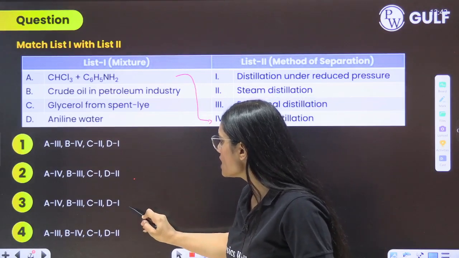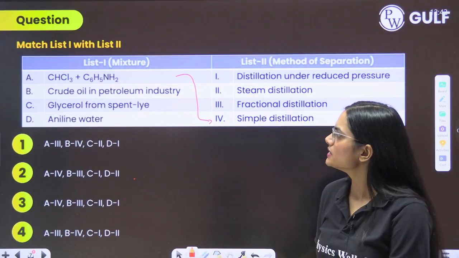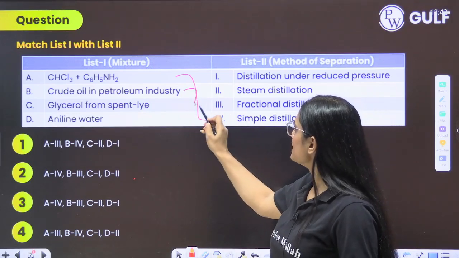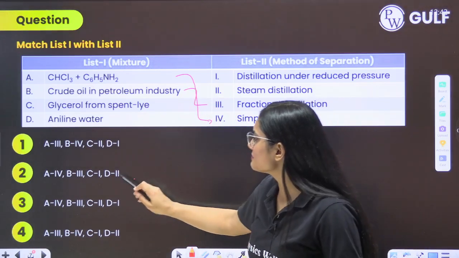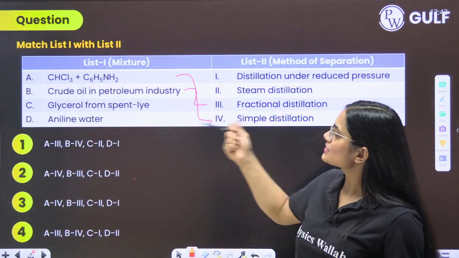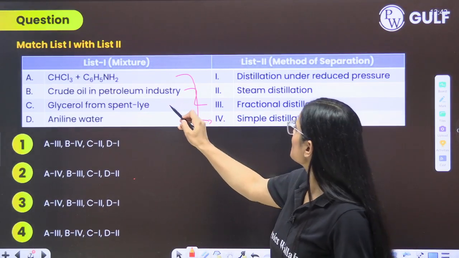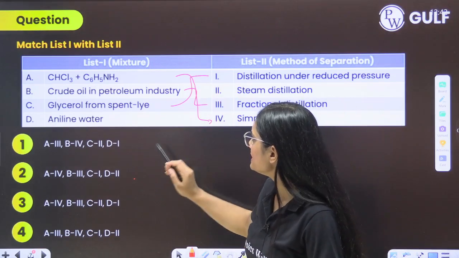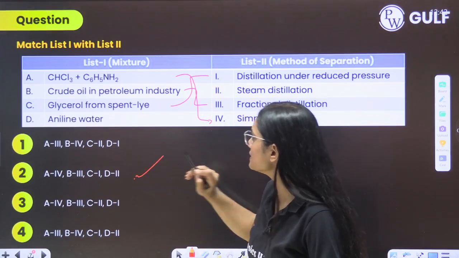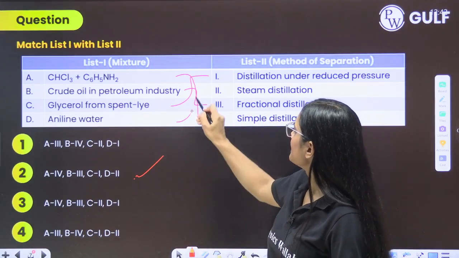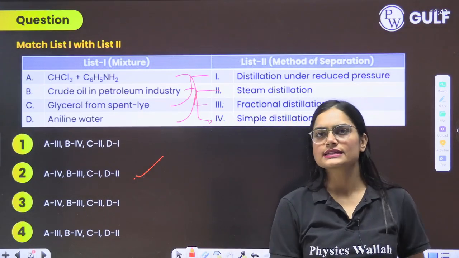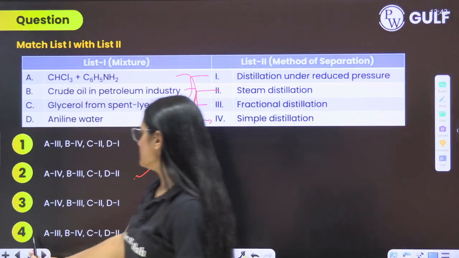That means option second or third can be the answer here. Crude oil in petroleum industry is separated by fractional distillation, so your B is matching with third. Now glycerol from spent lye is separated by distillation under reduced pressure, so C is first, that means option 1. And aniline water is separated by steam distillation. So yes, option number second is correct over here. Next one.